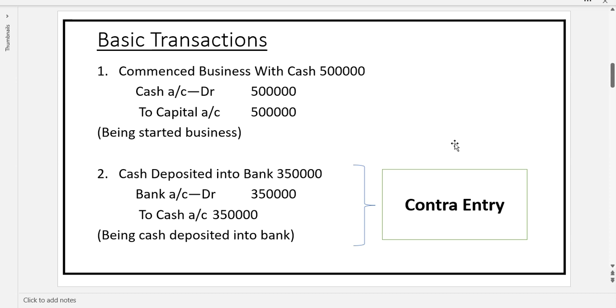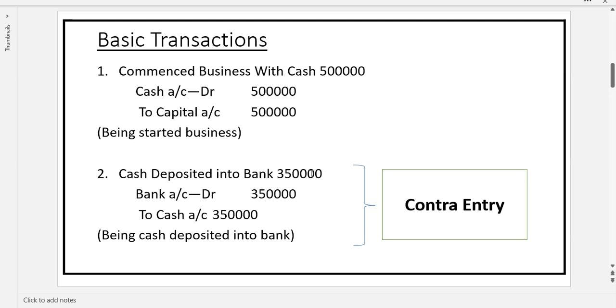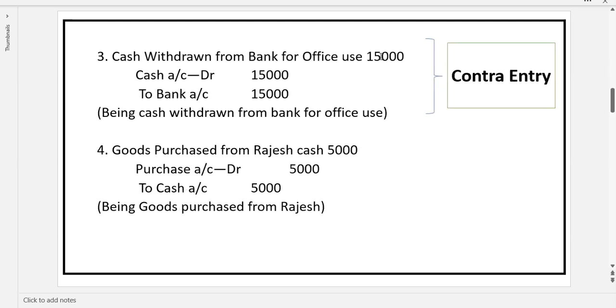So simply you can remember: cash deposited into bank and cash withdrawn from bank. Both these entries will be put into the contra. Here we are withdrawing 15,000 rupees from the bank for office purpose. We have deposited 3,50,000, and from the 3,50,000 we have withdrawn 15,000 rupees. So in the narration, you need to mention it very clearly: office purpose. What is that particular purpose? Okay. Coming to the fourth one.